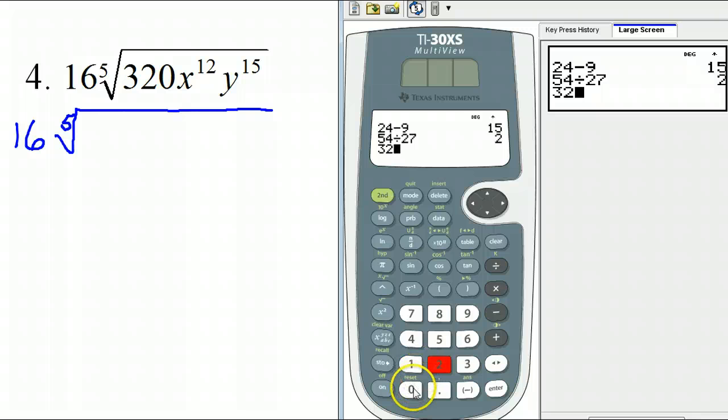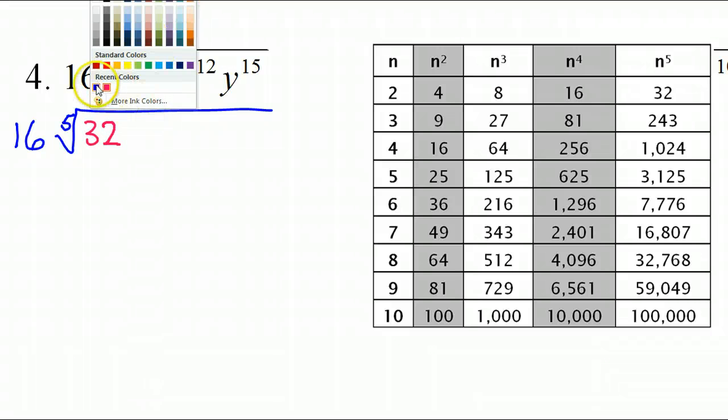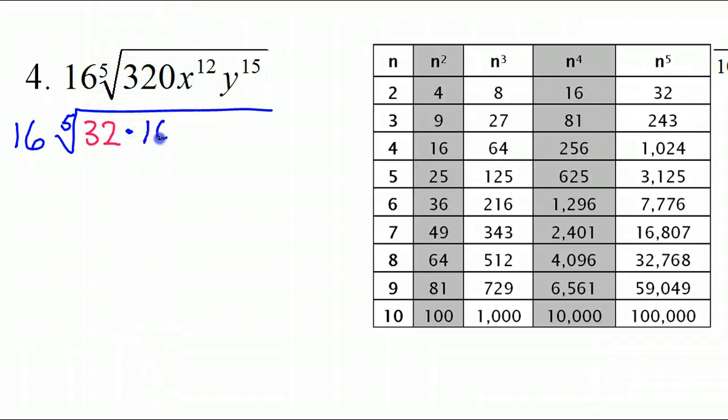So 320, if I divide by 32, I'm going to get 10. We could see that coming because the 32 is right there. Anyway, that means 32 times 10, we didn't need a calculator for that. 32 is on the list, so I'm going to write that in pink. So 320 can easily be written as 32 times 10.